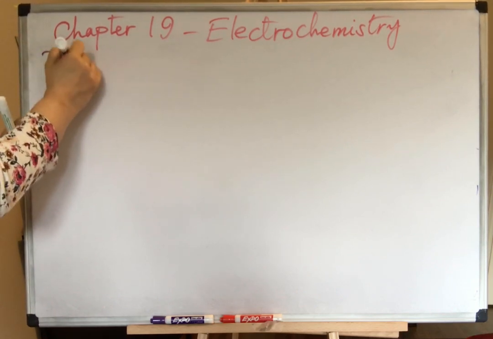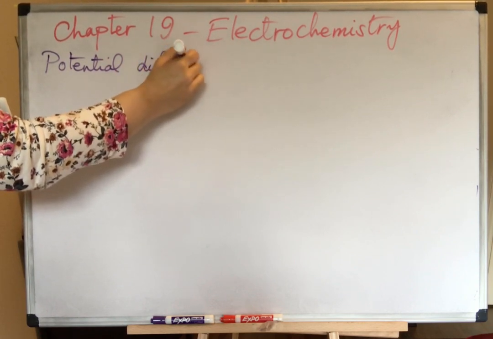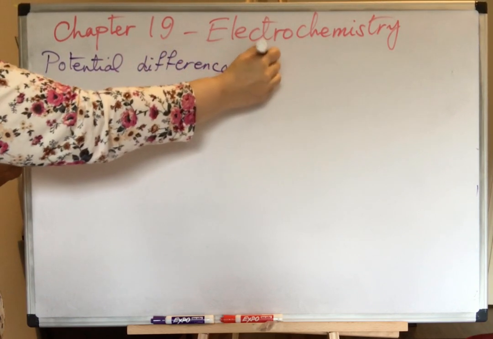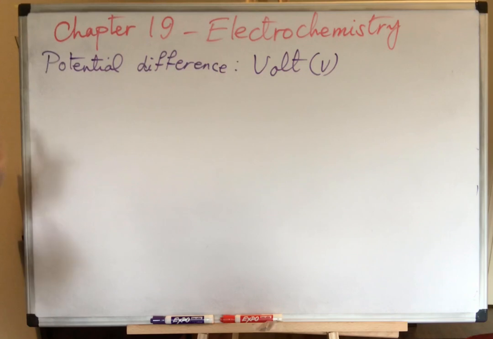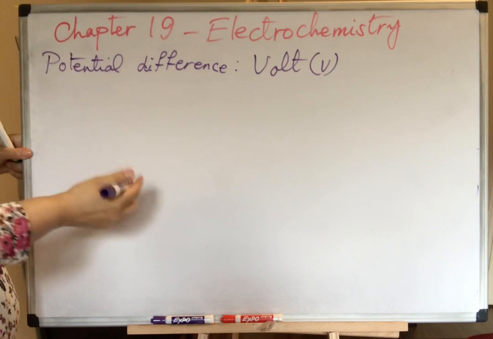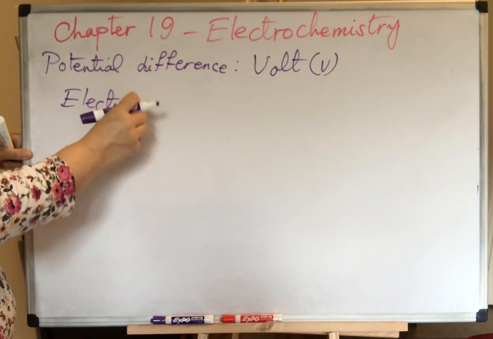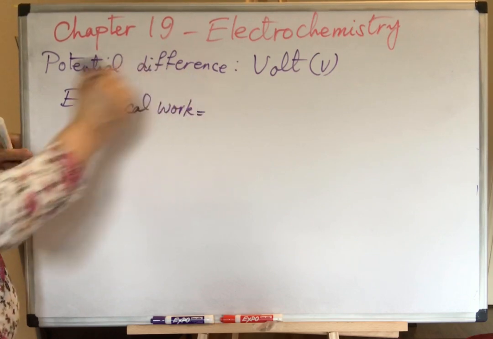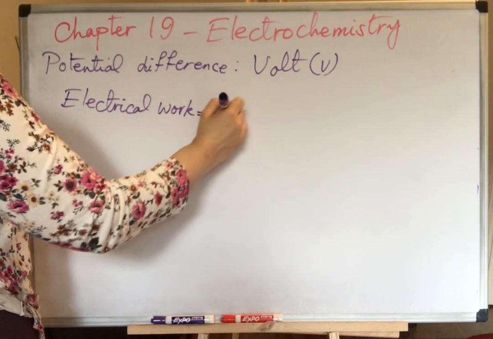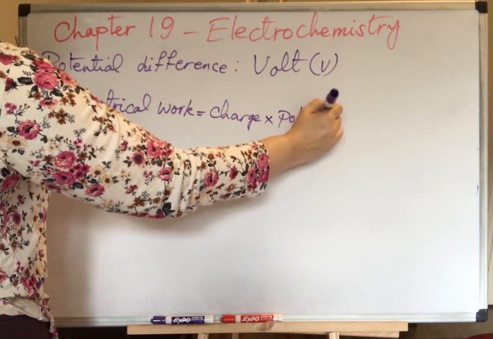So what you see, potential difference is shown in volts, which is abbreviated V. Okay, so the electrical work, the work that we get from the batteries, is the charge times the potential difference. How many electrons, what's the charge, times potential difference.